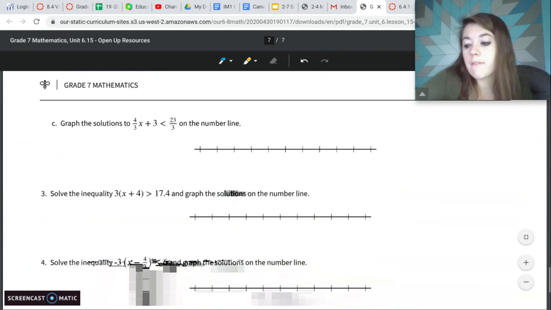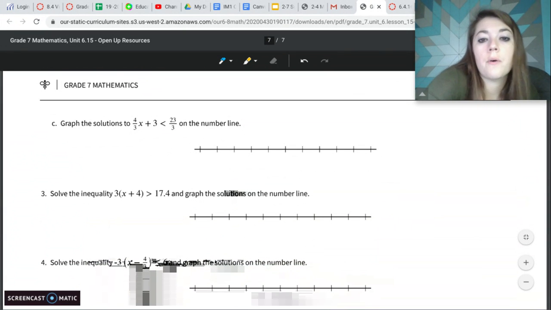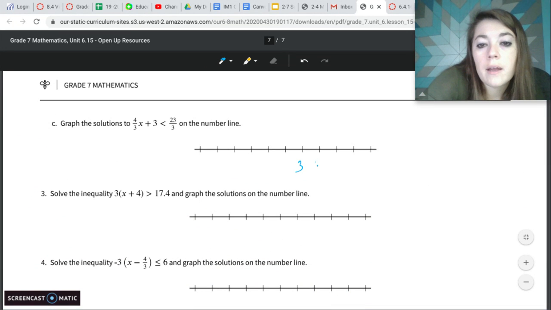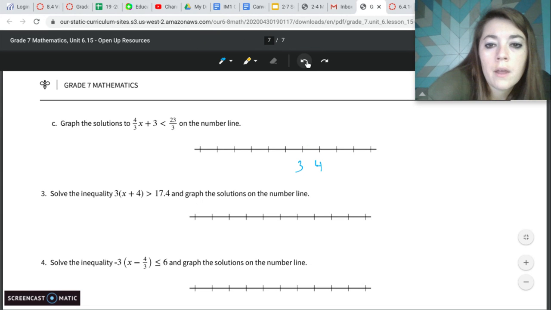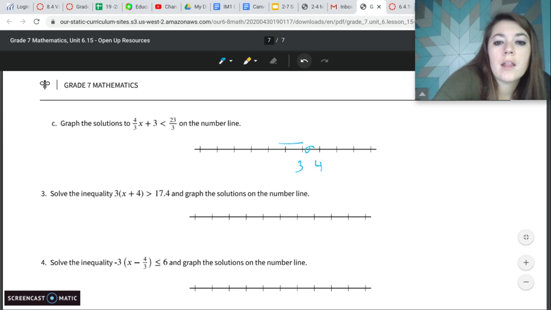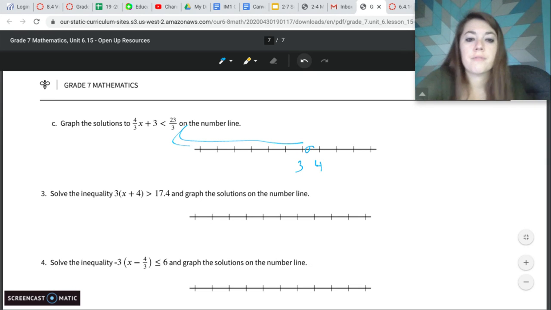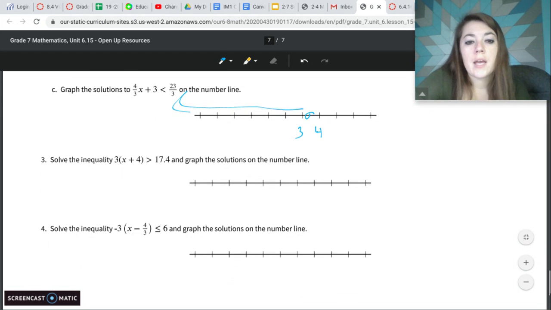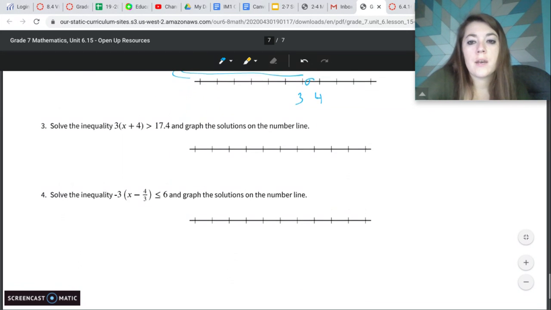So we want to graph this solution on the number line. So we've got 3 and 4. So we're going to have our half. It's going to be an open circle. Open circle at 3 1/2. And it's going to be everything less than 3 1/2.